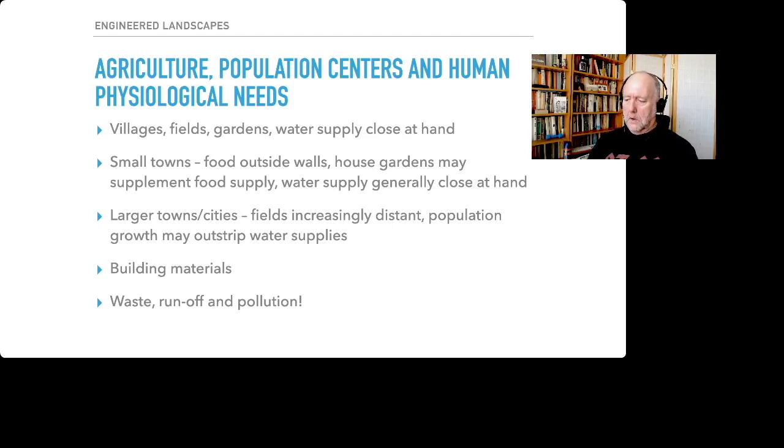Now, we've done the history of small settlements and big settlements and the increase of complex societies. But two things that we also require once we get to the large town system is building materials. So all of this, and particularly sewage, leads to waste, runoff, and pollution of the immediate area.